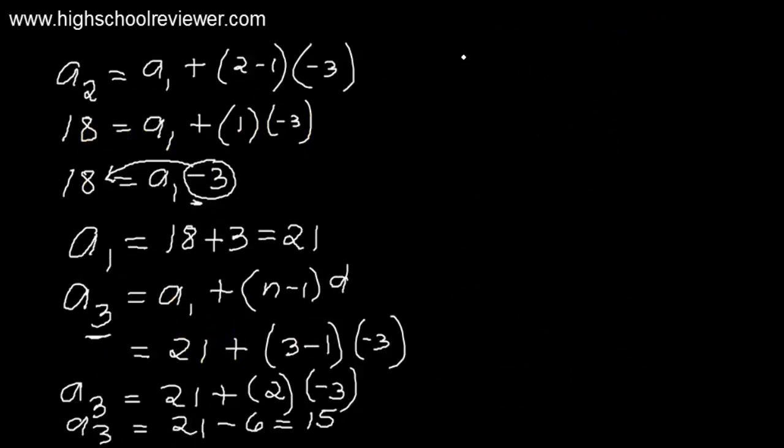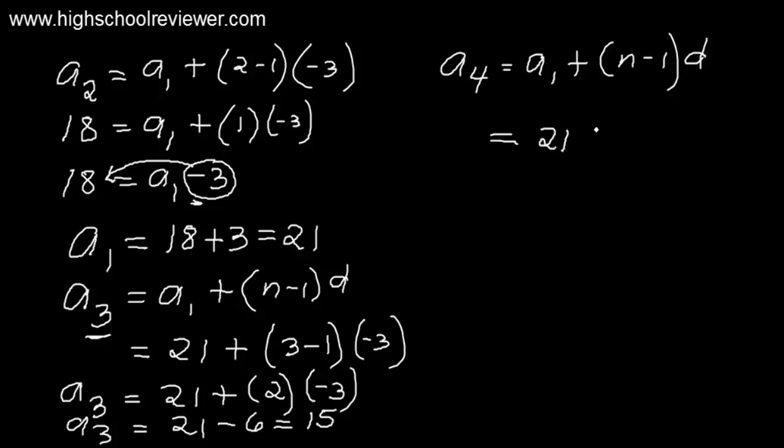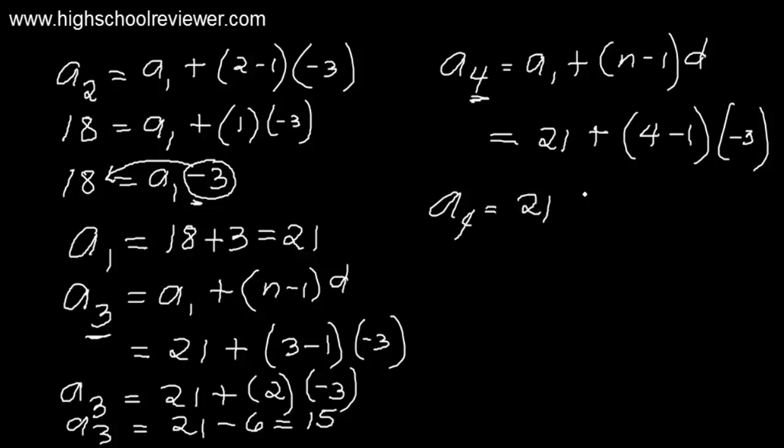So our fourth term now will be a sub 4 equals a sub 1 plus n minus 1 multiplied by d. So our value for a sub 1 is 21 plus our n here is 4. So 4 minus 1 multiplied by d, which is negative 3. A sub 4 will be equal to 21, 4 minus 1 is positive 3, plus 3 multiplied by negative 3.